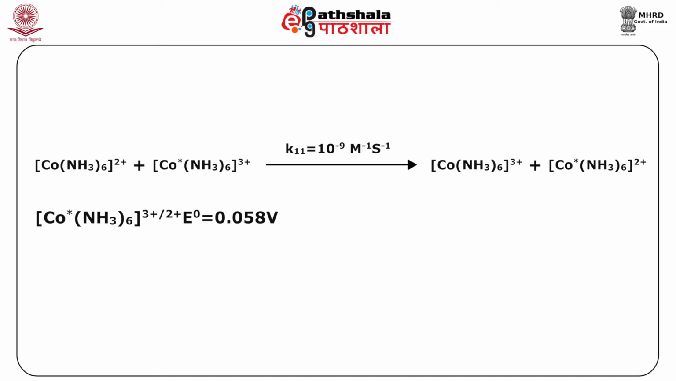However, if you note the rate of reaction for this redox couple, where cobalt is attached with the hexaammine ligands and the rest of the story is the same, what happens is that the rate of reaction is now 10 to the power minus 9 mole inverse second inverse.